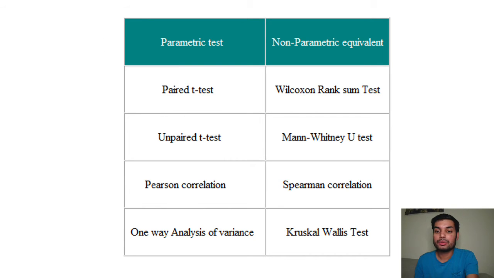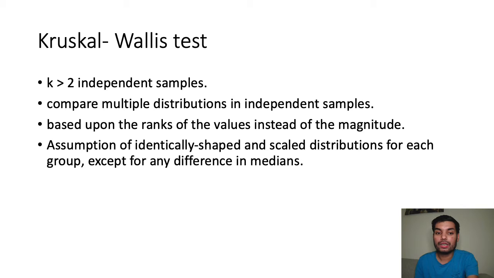Now let's come to the non-parametric equivalents of the parametric tests. We are going to focus on the Kruskal-Wallis test. The parametric equivalent is one-way analysis of variance. We use a Kruskal-Wallis test when k is more than 2, that is, the number of independent samples is more than 2.